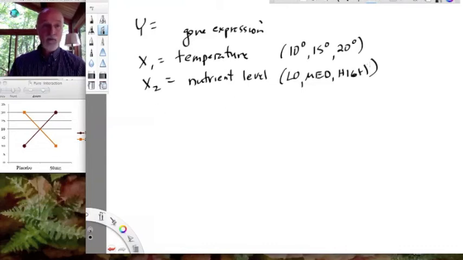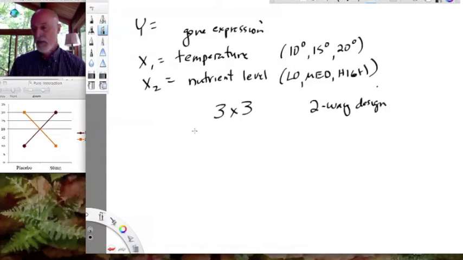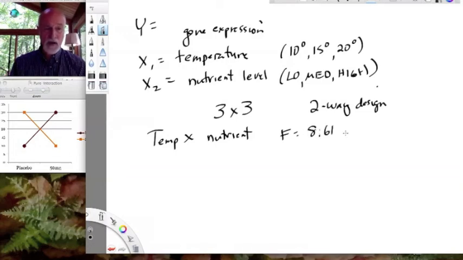Okay, so we have what? What kind of a factorial experiment is this? This is a 3 by 3 factorial. In other words, it's a two-way design with 3 levels of each factor. And let's say, for example, we get a significant temperature by nutrient level interaction. So we do our ANOVA and we get F equals, I don't know, 8.61 and P equals 0.0013. All right, so we get a significant temperature cross nutrient interaction.